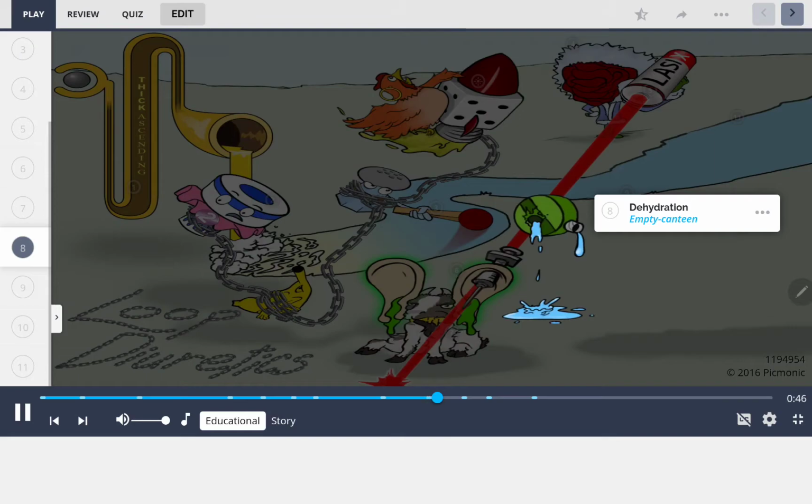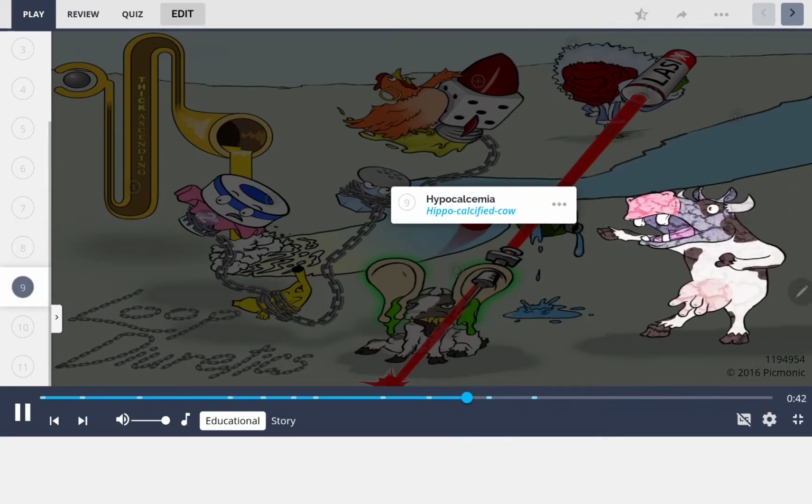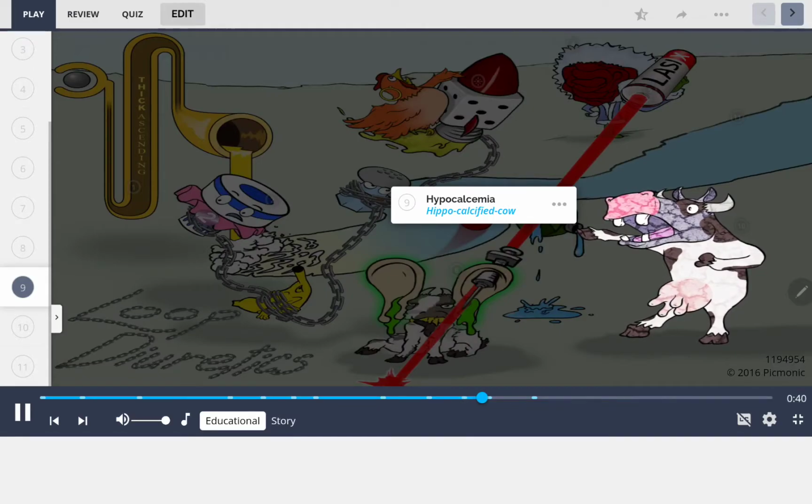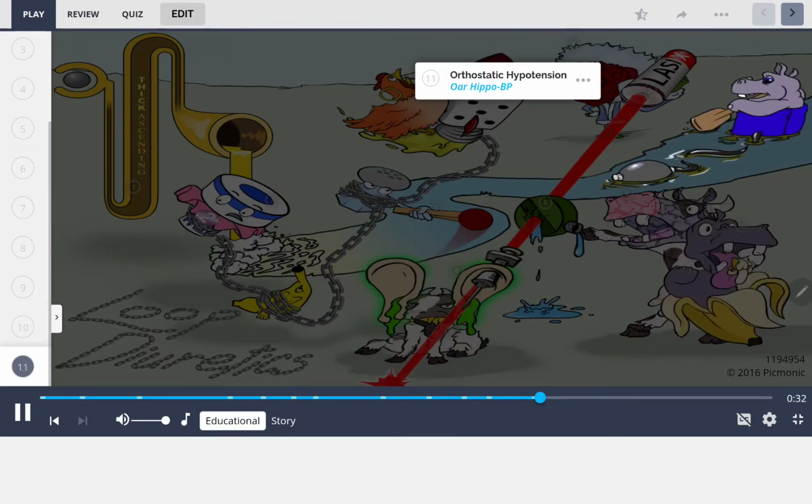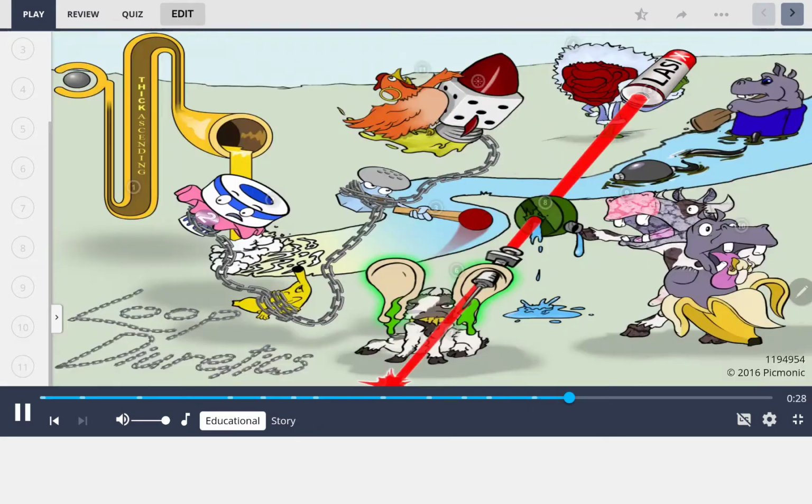Other adverse effects include dehydration, the empty canteen, hypocalcemia, the hypocalcified cow, and hypokalemia, or decreased level of potassium, represented by the hippo banana. Finally, patients may suffer from orthostatic hypotension, the hippo BP.